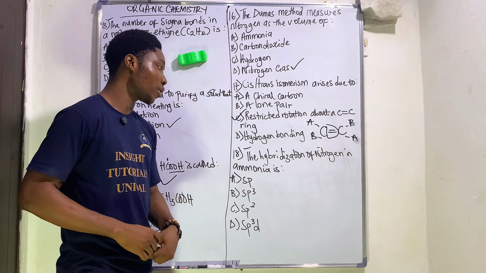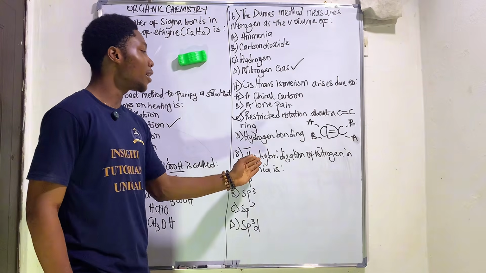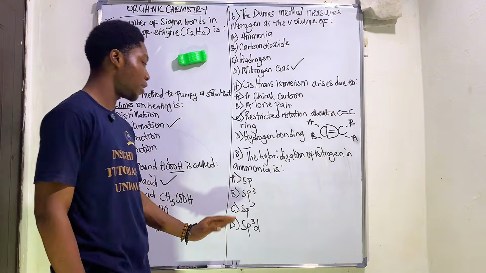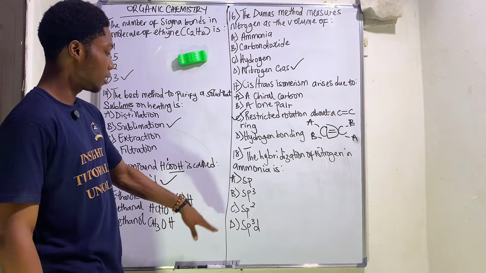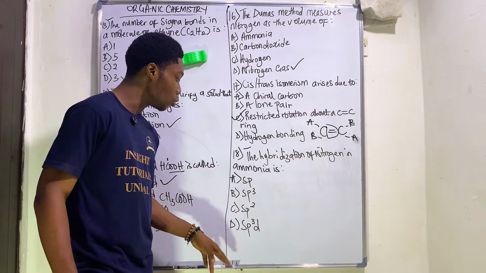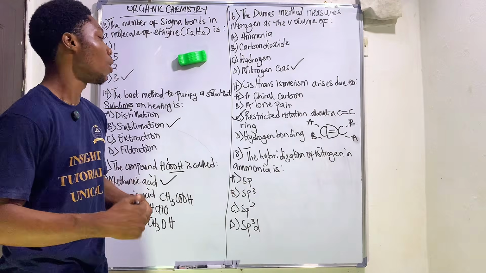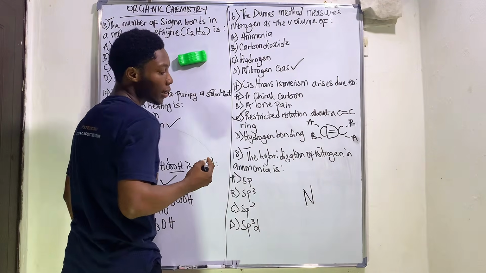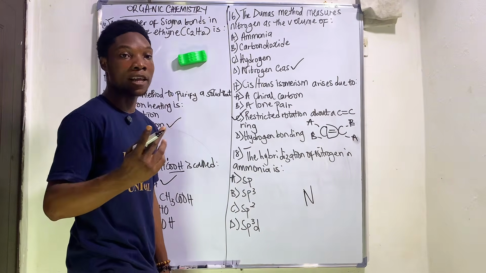Now, next question. The hybridization of nitrogen in ammonia is A, sp, B, sp3, C, sp2, and D, sp3d. All right, so first of all, if we have nitrogen, right, nitrogen has 5 electrons.